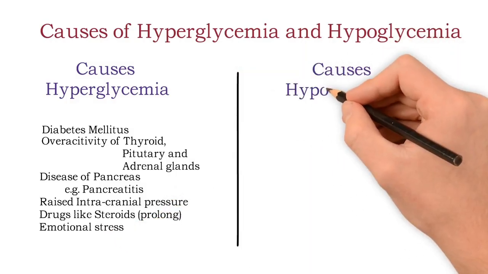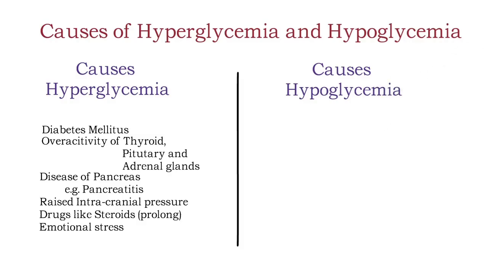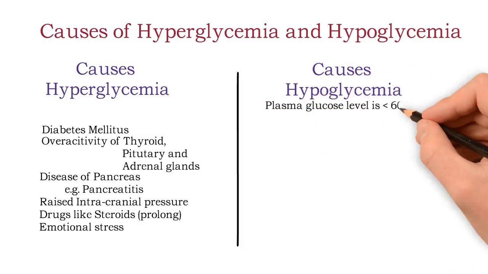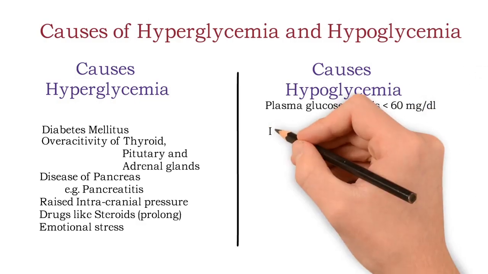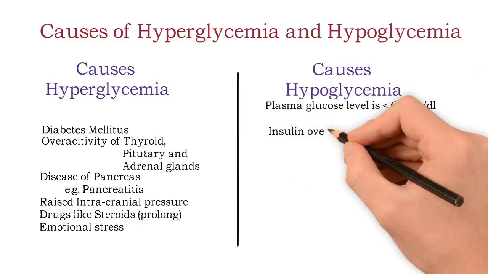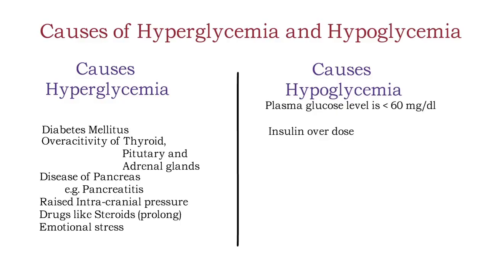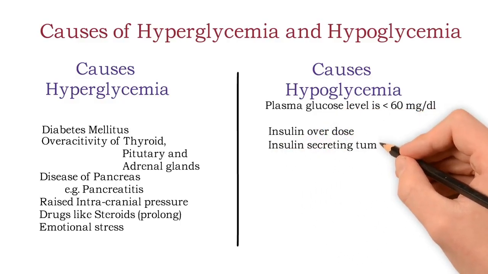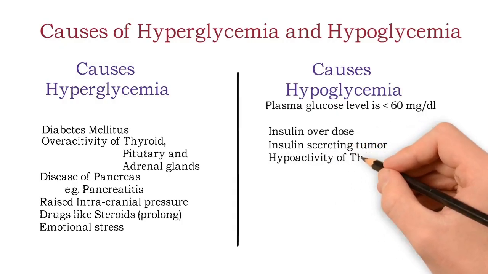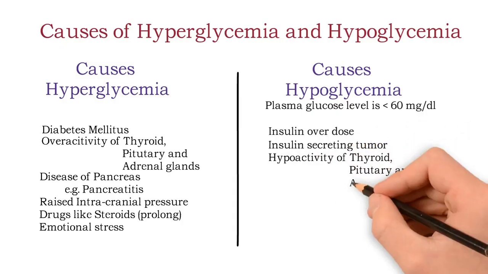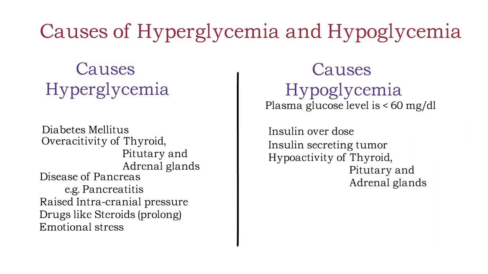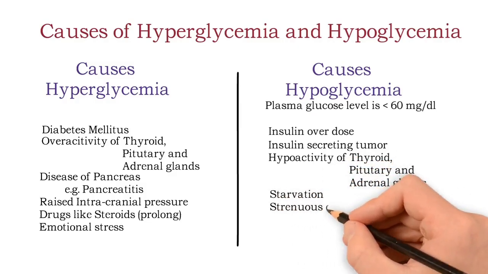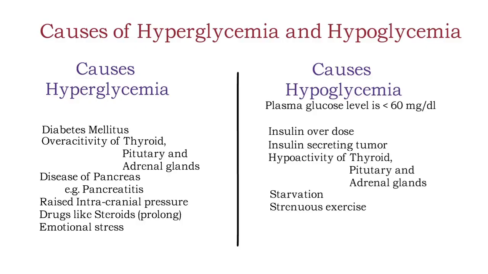Now we'll see causes of hypoglycemia. When plasma glucose level is less than 60 mg per deciliter, hypoglycemic symptoms can be seen. The most common cause is insulin overdose in diabetic patients. Next is insulin secreting tumor like insulinoma. Then hypoactivity of thyroid, pituitary and adrenal glands. Then in case of starvation and strenuous exercise, hypoglycemia may occur.